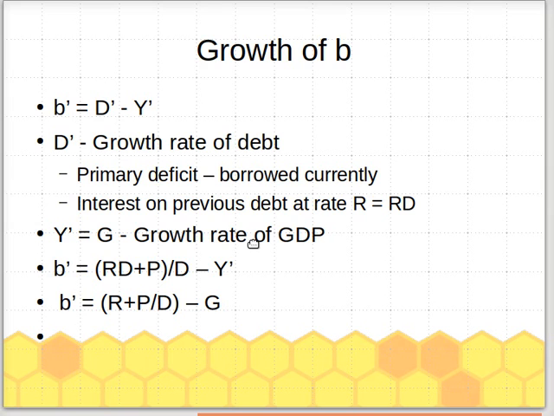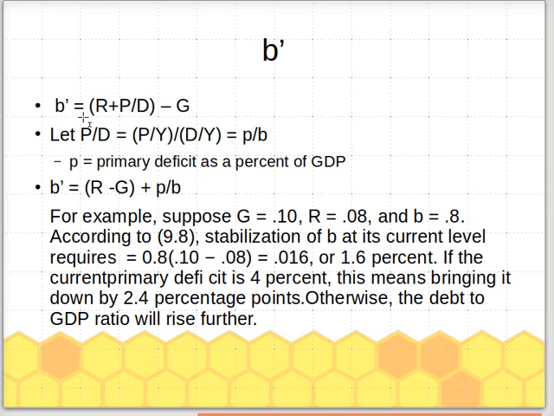Given this, B prime can be written as (RD plus P) over D minus Y prime. Y prime we'll denote by G. This is not the same as Y equals C plus G plus I plus X minus M that we have in the GDP equation. Here G means the growth rate of the GDP. This is one of the most interesting equations.